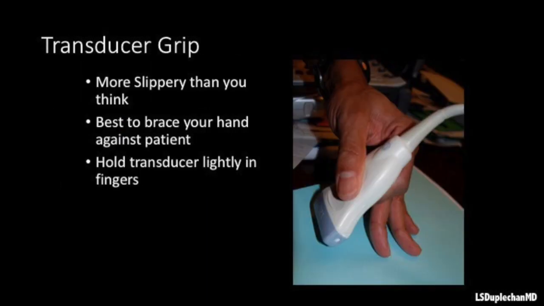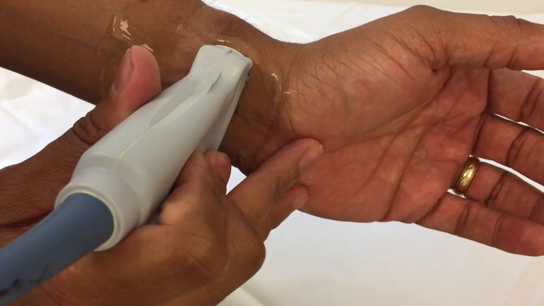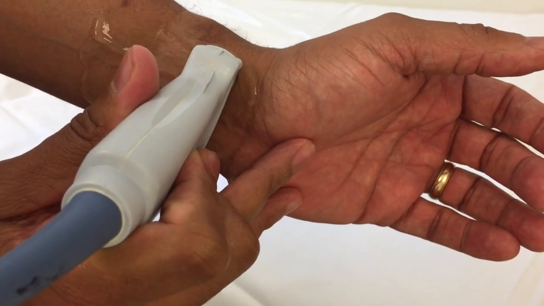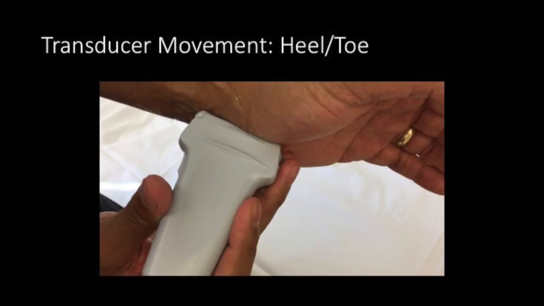The above picture demonstrates my preferred method of holding a transducer with 3 fingers bracing the transducer against the patient's skin. The following are a few dynamic movements in order to best optimize the image. Toggling is moving the transducer up and down along the short axis of the transducer. The heel-toe maneuver is moving the transducer along the long axis of the transducer.